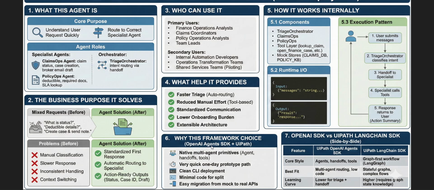And why this framework? Because UiPath already had an integration framework with LangChain. Now it came up with the OpenAI SDK because OpenAI has native multi-agent primitives and is very quick; you can build prototypes within no time, with clean CLI deployment and minimal code for easy migration. Comparing the LangChain SDK and the OpenAI Agents SDK, the core style is agents, handoffs, and everything. It is the best fit for multi-agent routing, whereas LangChain excels in stateful graphs and complex flows. The learning curve is lower for triage, and higher when you are using a LangGraph agent. So let's go into the next demo.